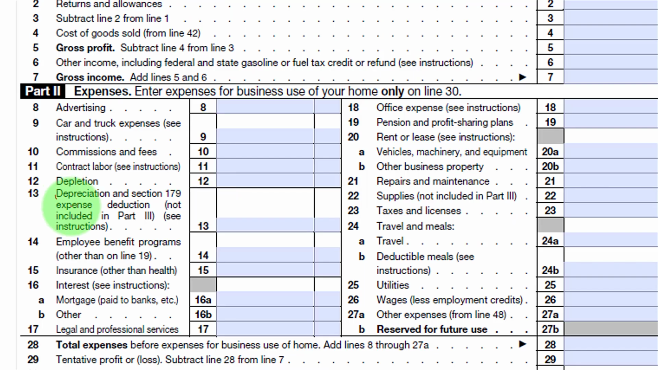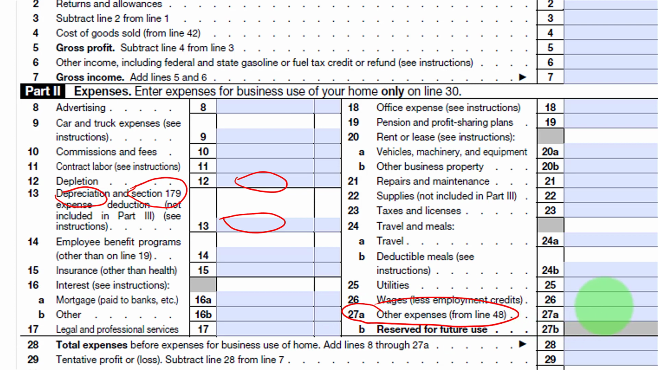Here is depreciation, including the Section 179 immediate deduction and bonus depreciation and the maker's depreciation all squished together here in line 13. Line 12 would be the depletion expense, and if you had any amortization for this business, it would be included here in line 27 with other expenses itemized out on a separate list.